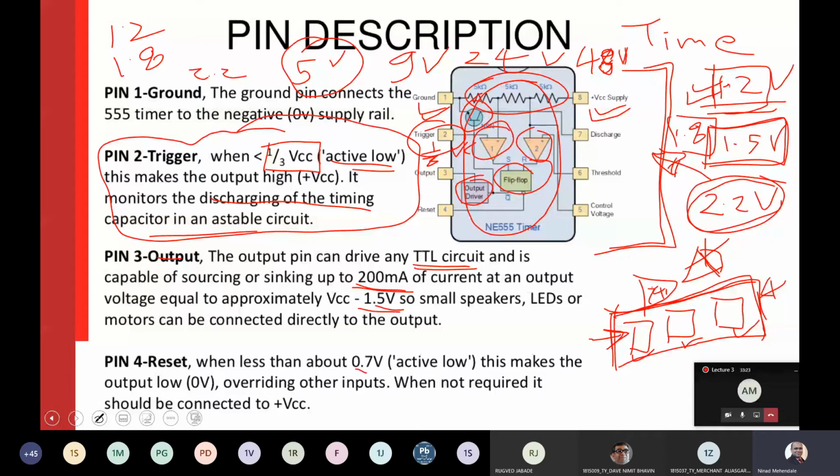So reset pin again makes your output low, and it will override all the other inputs because it is directly acting on the flip-flop output. And that's why, irrespective of whatever is there at pin number 2 or pin number 6, the flip-flop reset is going to control everything. It's like a master. So it overpowers everything, whatever has happened at this stage, it just overrides that.